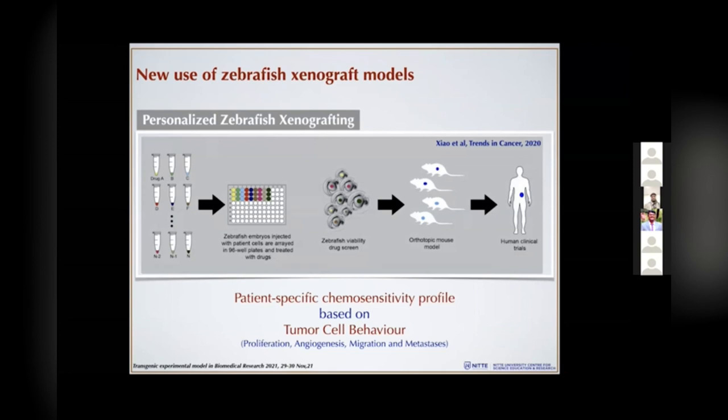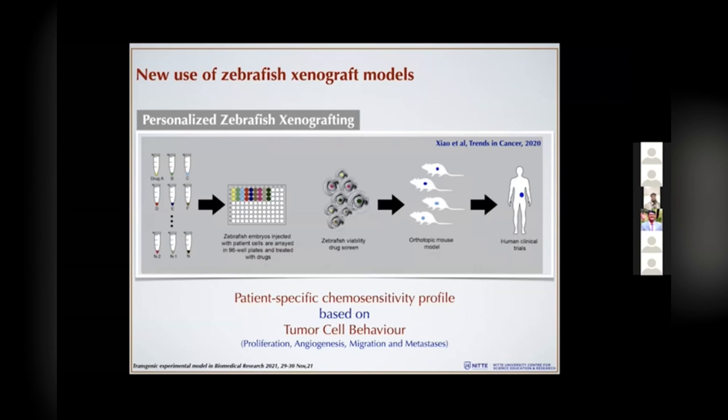Now this is the future of zebrafish xenograft research. This is a paper that came last year. What it is saying is, as we have personalized chemotherapy profiling that is done for cancer patients, the same thing you can do in zebrafish by using a xenografting system. As the image is quite clear and self-explanatory, you have different compounds. First you take zebrafish, inject them with patient cells, put them in different wells in a microtiter plate, and then you treat each well with different drugs and look at the viability screen.